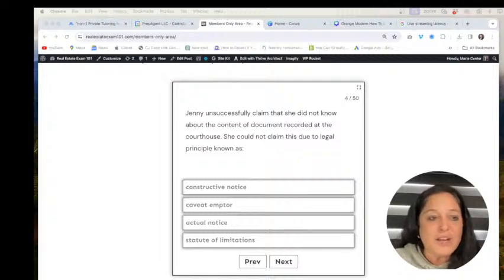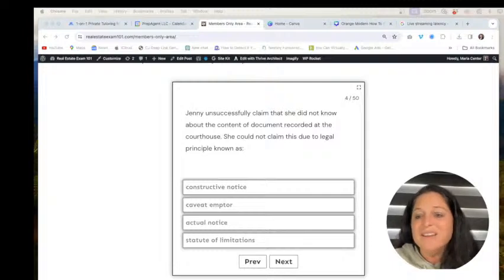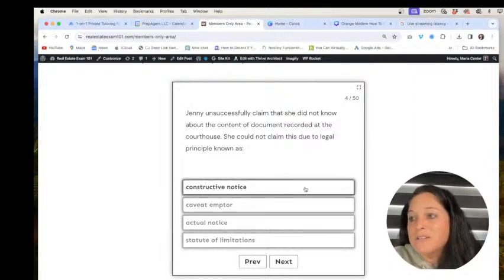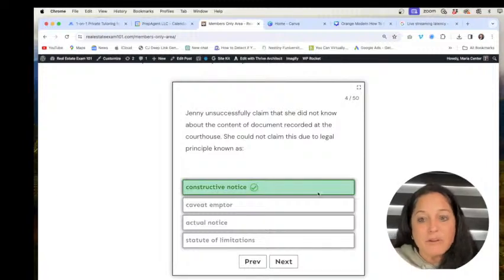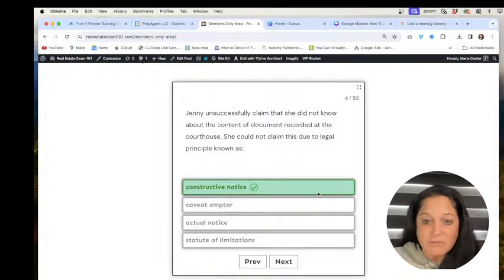When I told the judge, oh, I just didn't know, he's going to say, too bad, because when I record something at the courthouse, that's giving the world notice. Anybody who wants to know about it can go check it out, right? So that's constructive notice. But what if I actually go down to the courthouse and I do check it out? In that case, it would be actual notice. When I've seen it for myself, that's actual notice.